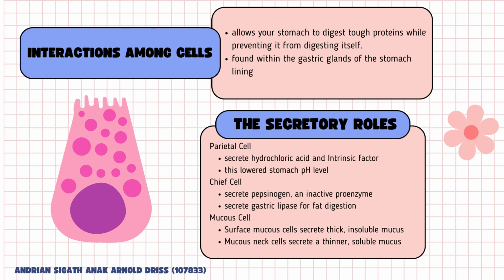One example of interaction among cells is the secretory role. The parietal cell secretes hydrochloric acid and intrinsic factor. With this, it can lower the stomach pH level. Other than that, the chief cell secretes pepsinogen, an inactive enzyme, and also secretes gastric lipase for fat digestion. Lastly, the mucous cells. Surface mucous cells secrete thick and insoluble mucus. Then there are mucous neck cells, which secrete a thinner and soluble mucus.